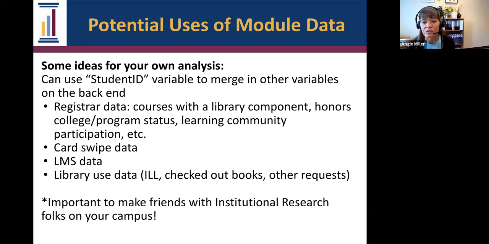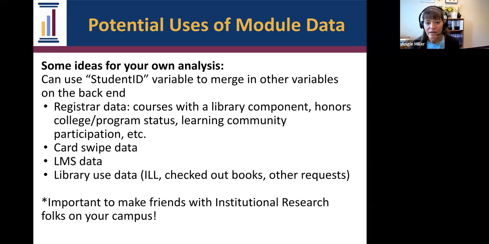data. So you can see, did they take a course that had a library component? Are they part of an honors college program? Did they participate in a learning community? So there's several variables like that you could look at in conjunction with your NSSE data. You could also look at things like card swipe data, or if you have learning management system data, or if your library tracks library use data. So did they use an interlibrary loan? Did they check out books? Did they do other requests? So anything that you have student level data for that is identifiable in some way, then you also have the potential to merge that in with your NSSE data.